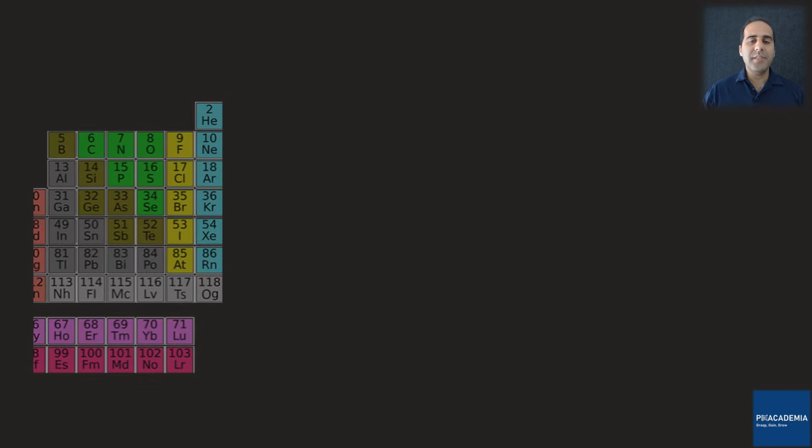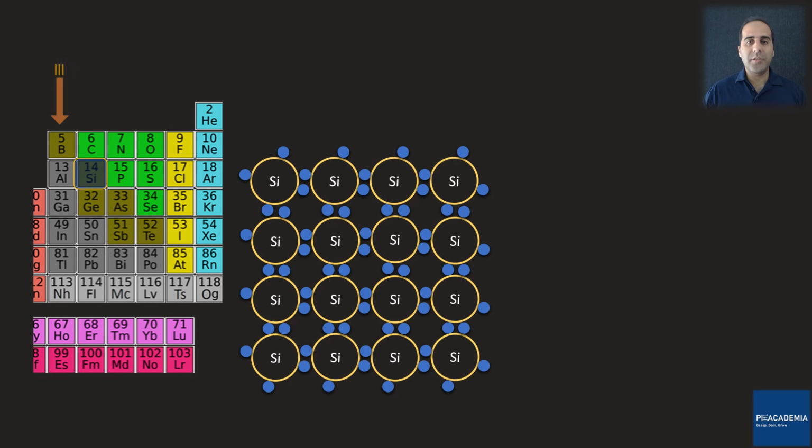Let's dope the intrinsic silicon with a group 3 element such as boron. To do so, I need to replace a silicon atom with a boron atom. The boron atom has one less electron in its valence shell compared with the silicon atom. As a result, the boron atom is covalently bonded to 3 adjacent silicon atoms, but not the fourth one. Therefore, a hole is generated.